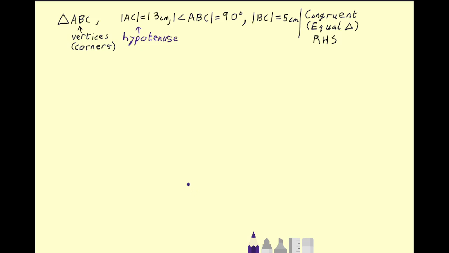Hello. Now we are going to look at construction 13. And in construction 13, we construct a right-angled triangle given the length of the hypotenuse and one of the other sides. So we have several bits of technical language there.